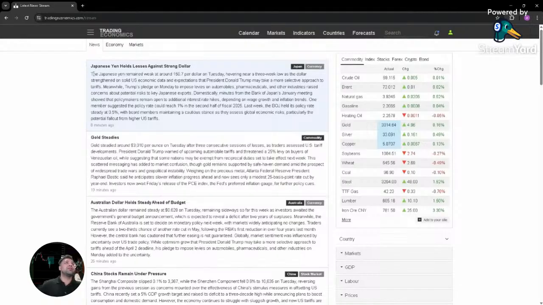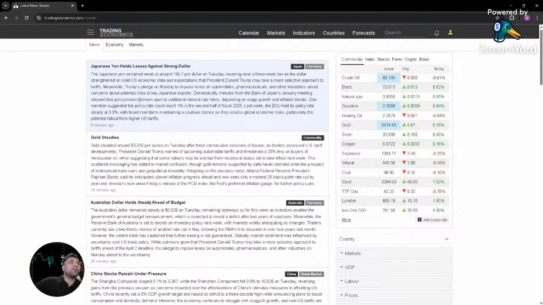The Japanese yen remained weak around 150.7 per dollar on Tuesday, hovering near a 3 week low as the dollar strengthened on solid US economic data and expectations that President Trump may take a more selective approach to tariffs. Meanwhile, Trump pledged on Monday to impose levies on automobiles, pharmaceuticals and other industries, raising concern about political risks to Japanese exports domestically. Minutes from the Bank of Japan January meeting showed that policymakers remained open to an additional interest rate hike.